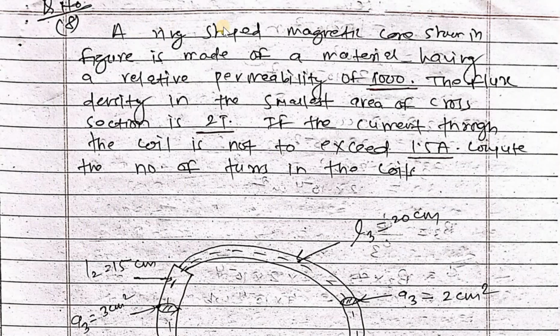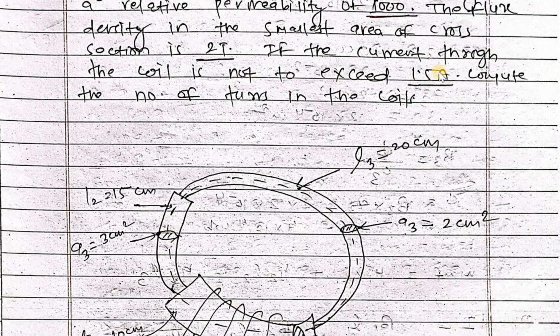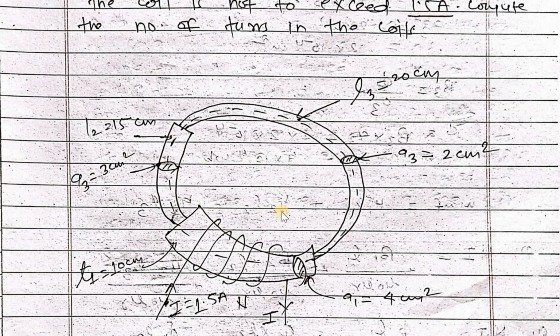And the next problem is a ring shaped magnetic core shown in the figure. It is made up of material having a relative permeability of 1000. The flux density in the smallest area of cross section is 2 Tesla. If the current through the coil is not to exceed 1.5 ampere, compute the number of turns in the coil. We have to find the value of N.